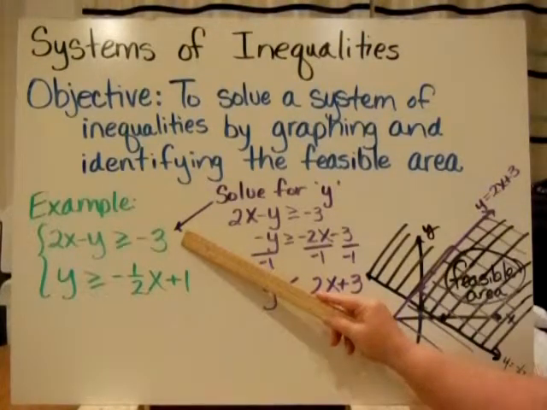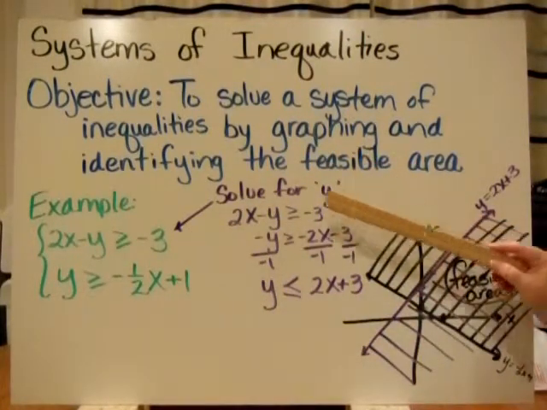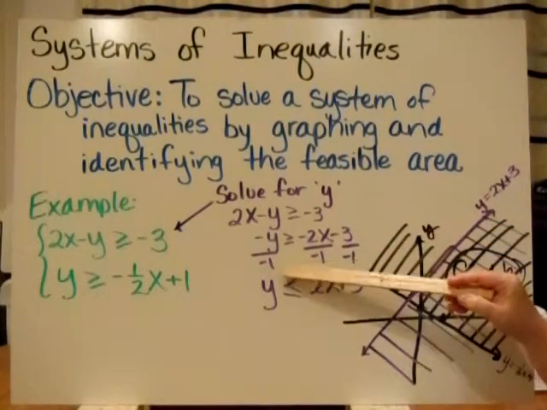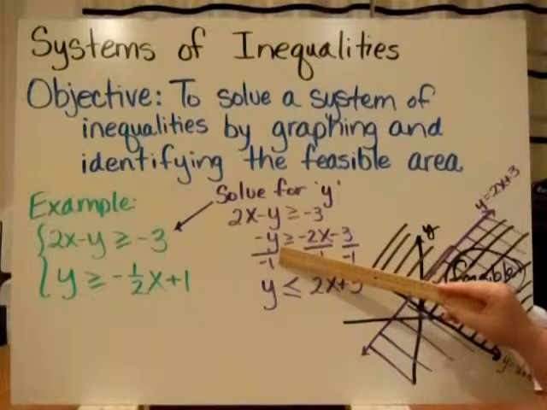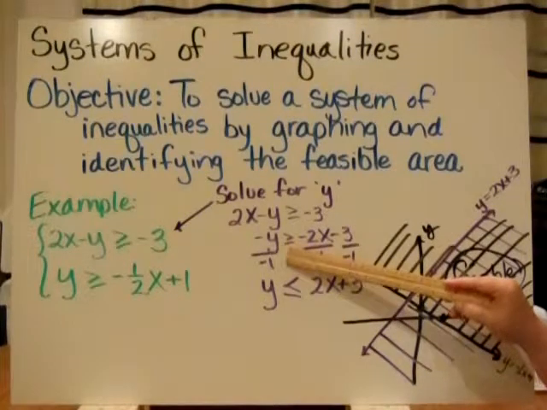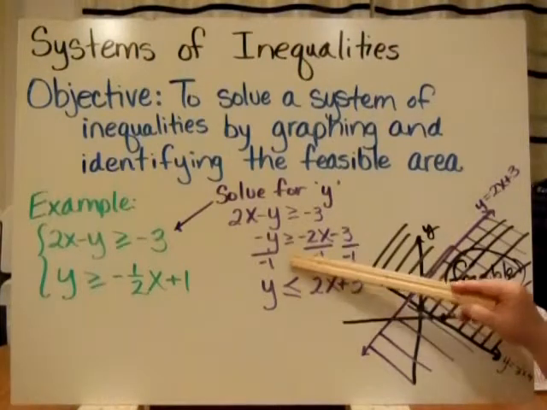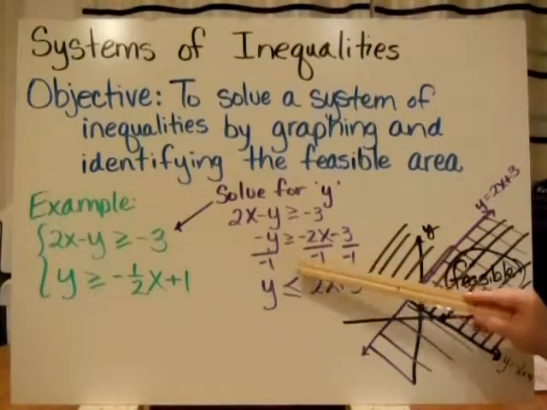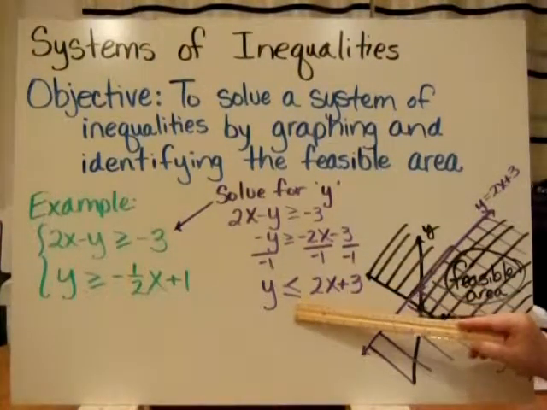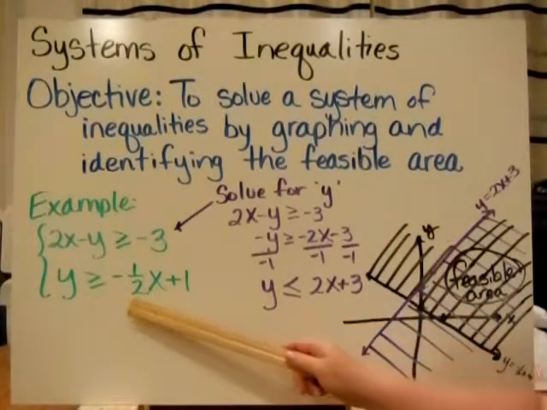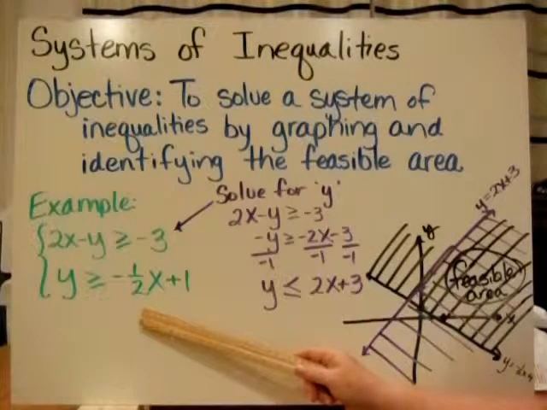We want to take this first inequality and solve it for y. So we subtract 2x from both sides and then we divide by negative 1. Remember, anytime you divide or multiply by a negative 1, you have to change the direction of the inequality symbol. So this goes from a greater than or equal to a less than or equal to. The second inequality is already in slope-intercept form, so we don't have to do anything to that one.